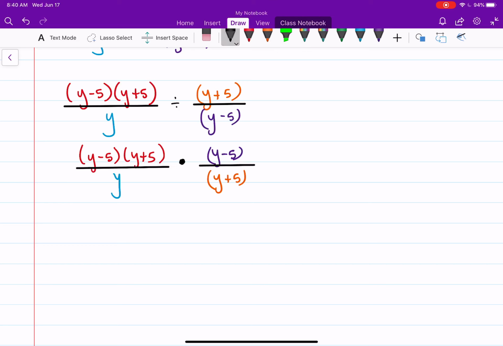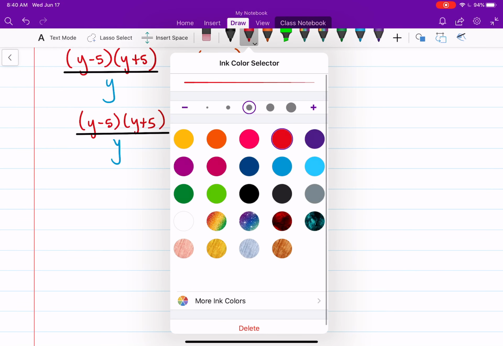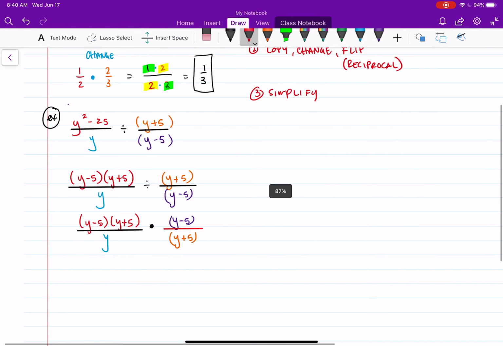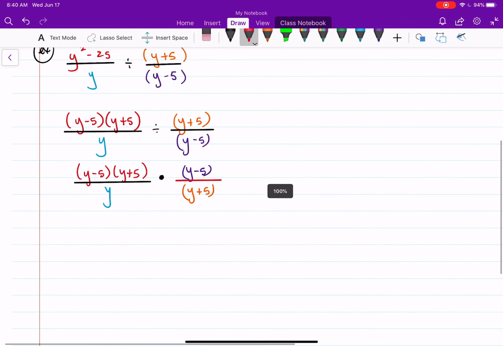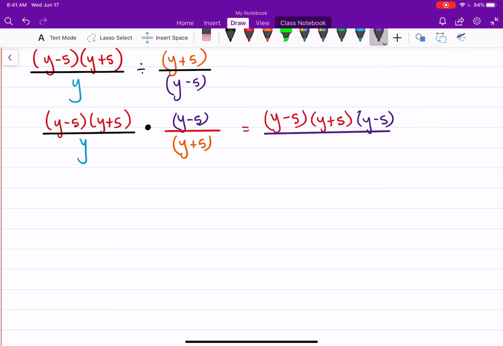All right, so there we go. So we copy, change, flip. Then we multiply, which means on top I'm going to have y minus 5, y plus 5, and a y minus 5, all over a y times a y plus 5.